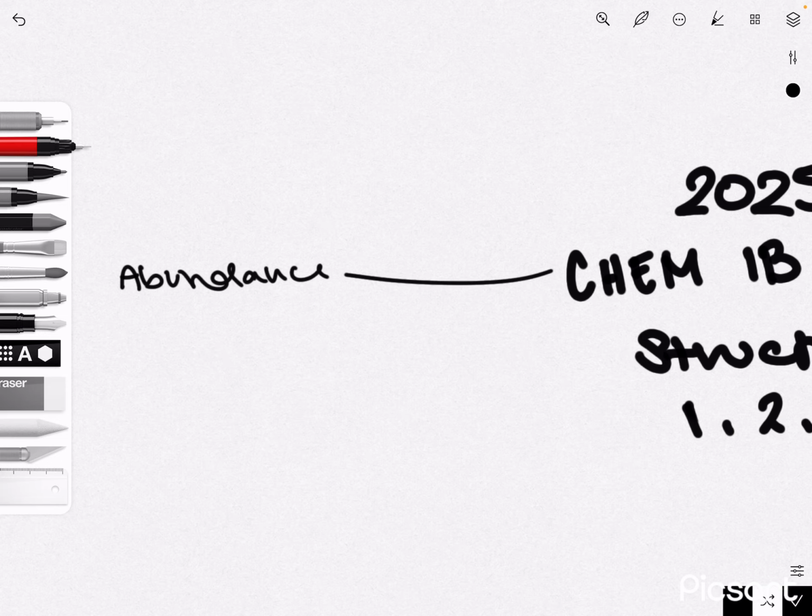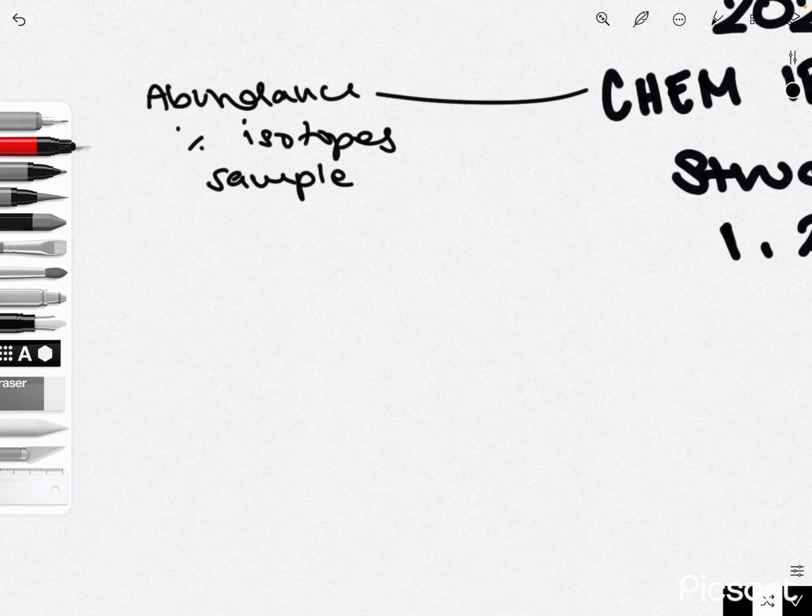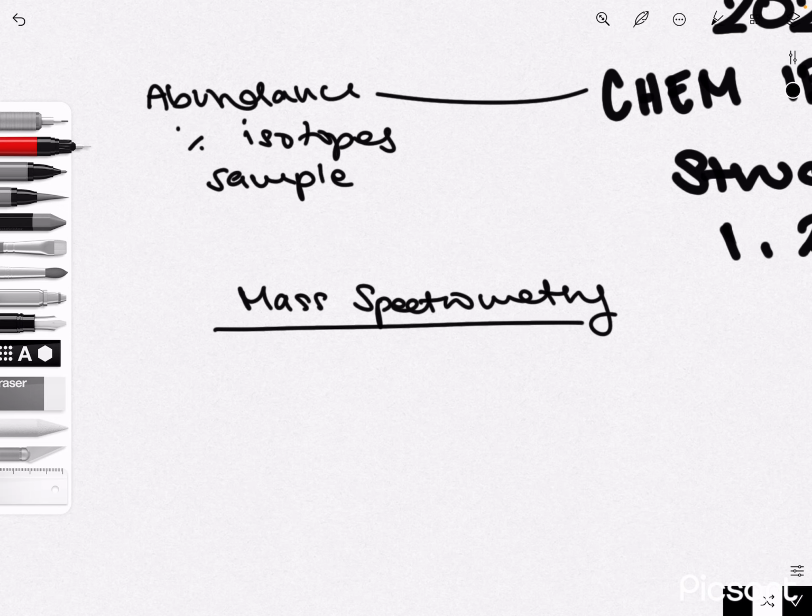Now, when we speak of abundance, this refers to the naturally occurring percentage of isotopes in a sample. So when we look at this through the lens of mass spectrometry, this is just a method that we can use to understand the abundance of different isotopes within a sample.